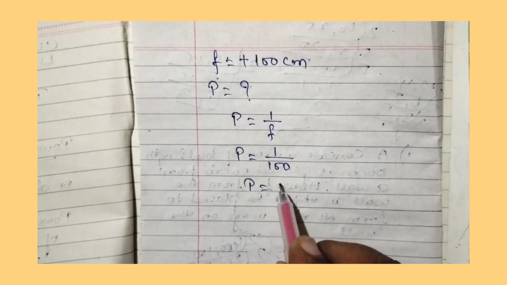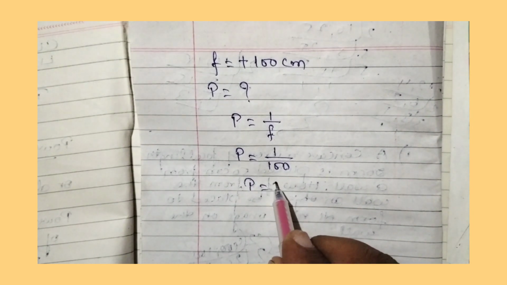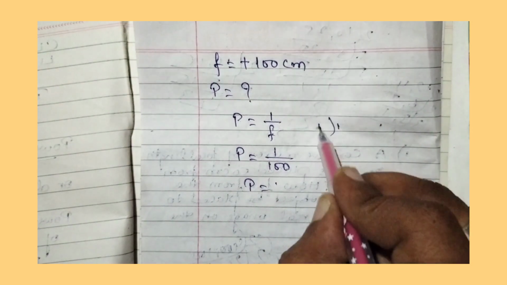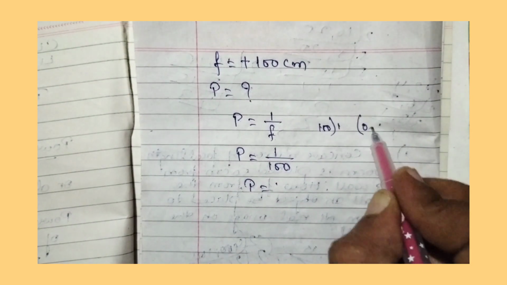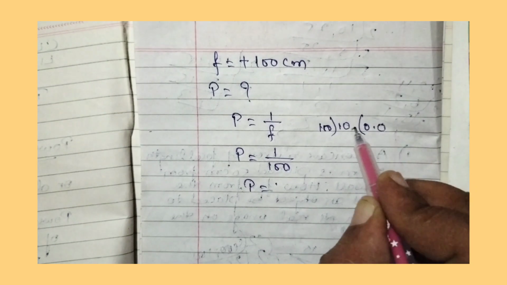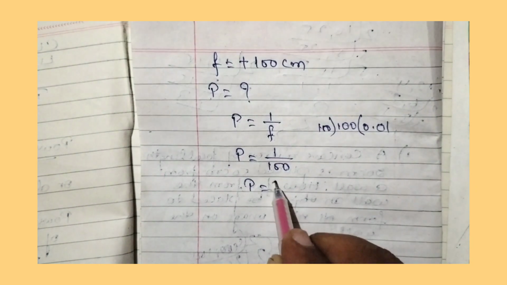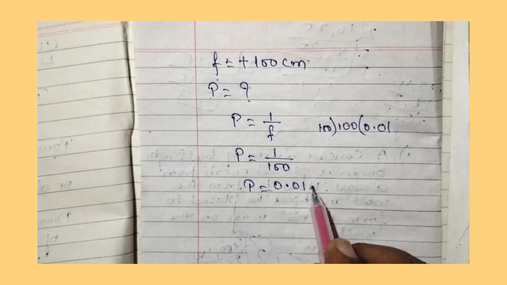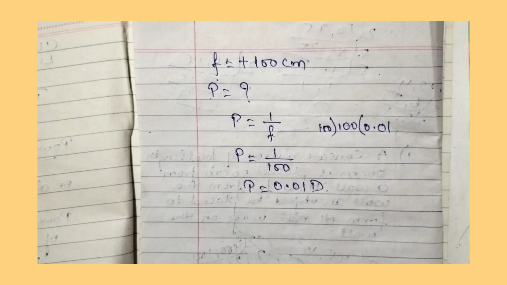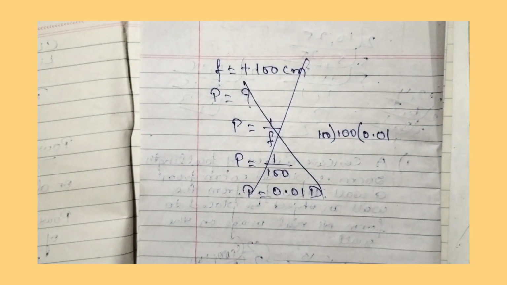So power is equal to 1 by 100. If I divide 1 by 100, how much will I get? 0.01 diopter. So now, what I have done here is wrong.